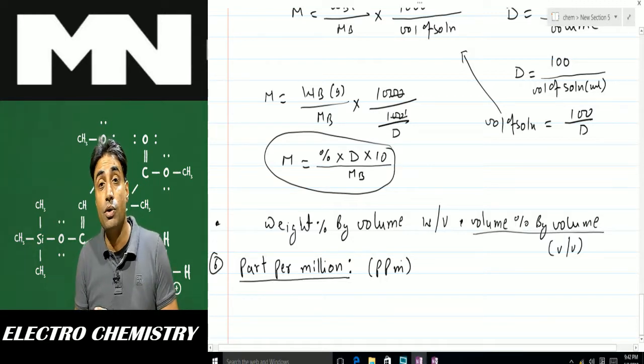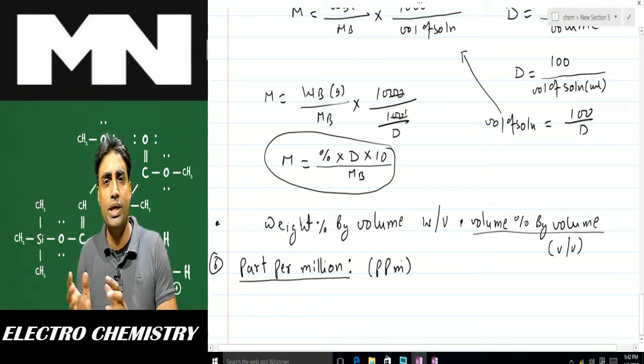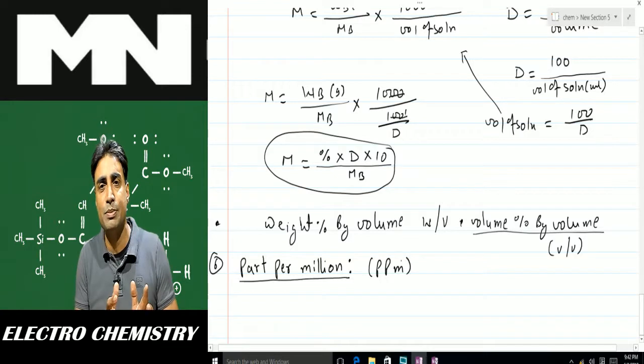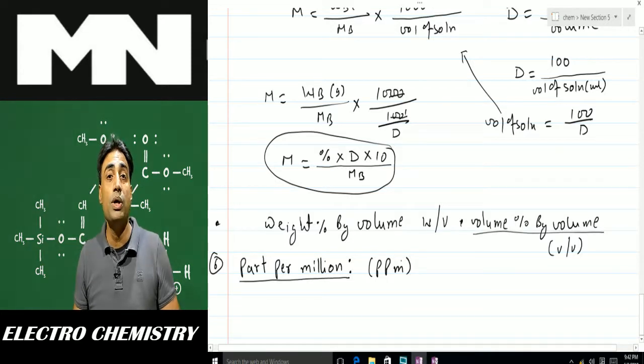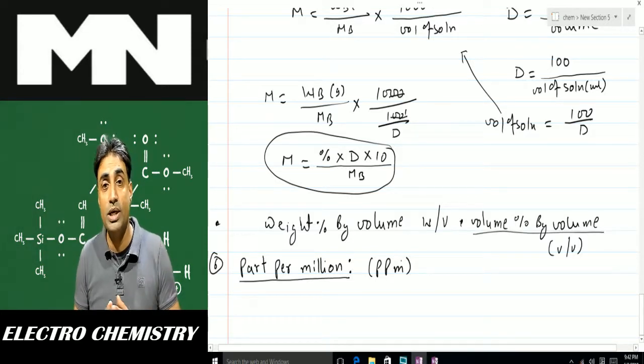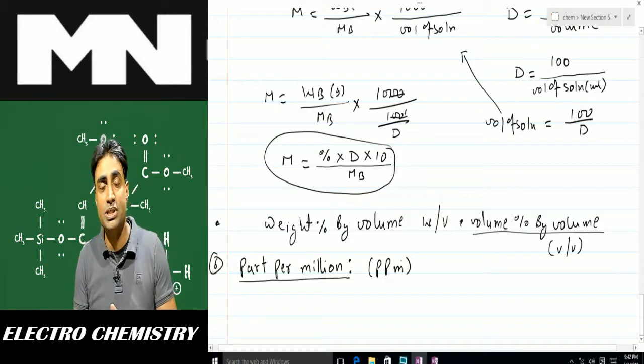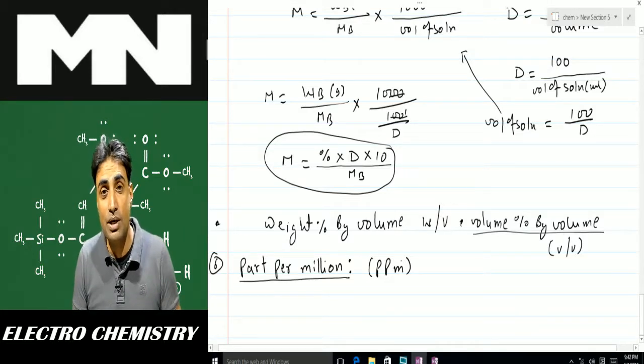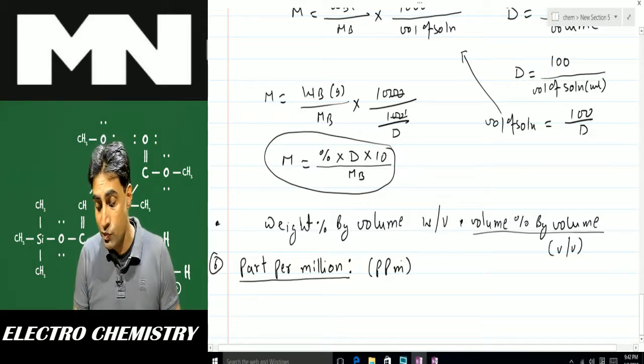Like, I have got 1 million liters of solution. How many liters of solute do I have in that? That is ppm. I have got 1 million moles of solution. How many moles of solute do I have in that? That is ppm. I have got 1 million kilograms of solution. How many kilograms of solute do I have? That is ppm. I have got 1 million grams of solution. How many grams of solute do I have? That is ppm.